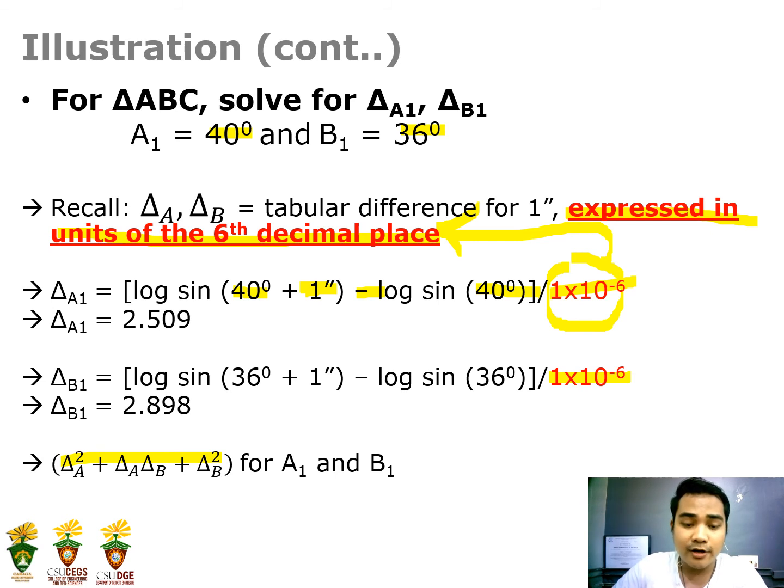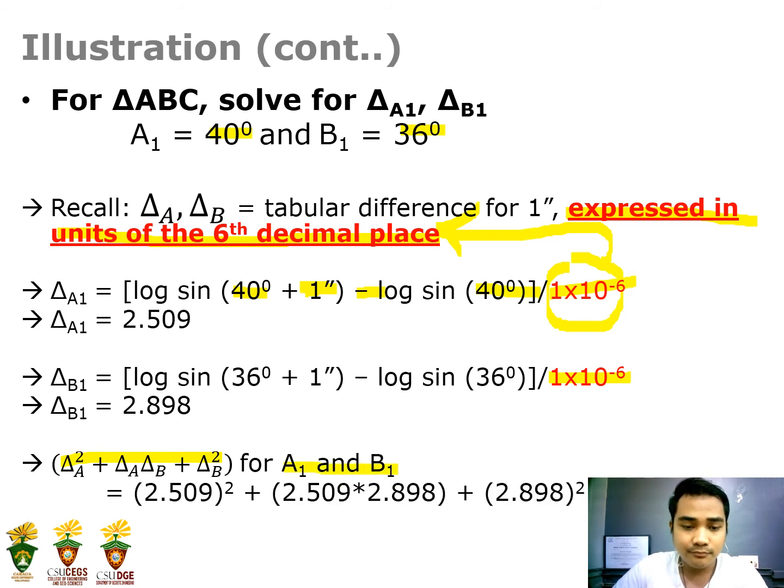Then to solve for this, change in A squared plus change in A times change in B plus change in B squared for distance angles A1 and B1, imo na siyang substitute ang mga values sa change in A1 and change in B1 diri sa equation. You can have 2.509 squared plus 2.509 times 2.898 plus 2.898 squared. So you can have the value of 21.964.